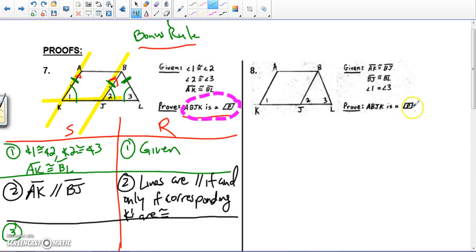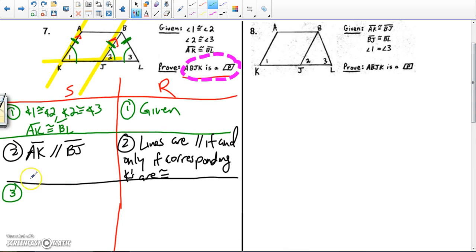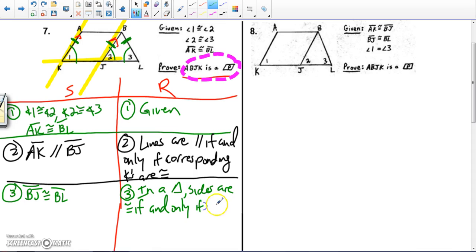So I know, let me scroll down a little bit, I know for a fact, because those two angles are congruent, that the segments across from them are congruent. So I think one of the ways we said that was in a triangle, sides are congruent if and only if angles opposite them are congruent.